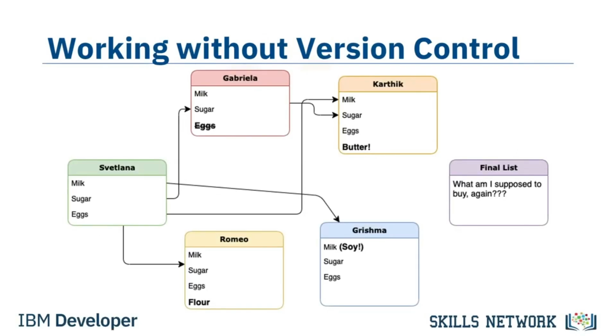Here is an example to illustrate how version control works. Let's say you've got a shopping list, and you want your roommates to confirm the things you need and add additional items.